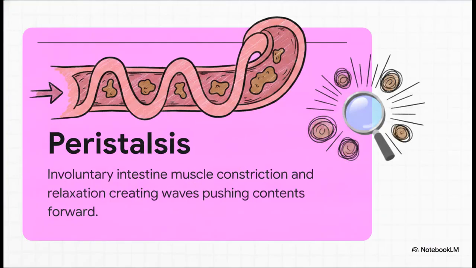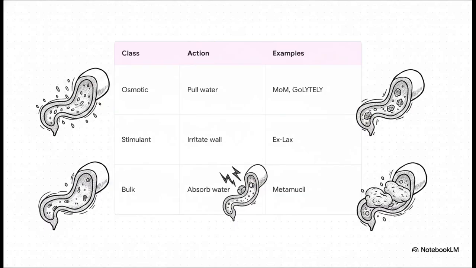Now, before we start throwing around drug names, we really need to understand the fundamental mechanical action we're either trying to stimulate or slow down. That action is peristalsis. It's the involuntary constriction and relaxation of the muscles of the intestine. It creates these wave-like movements that physically push the contents forward. Basically, every single drug we discuss in our GI sections is just trying to hack this wave. So let's look at the heavy hitters first, the more aggressive, active laxatives.